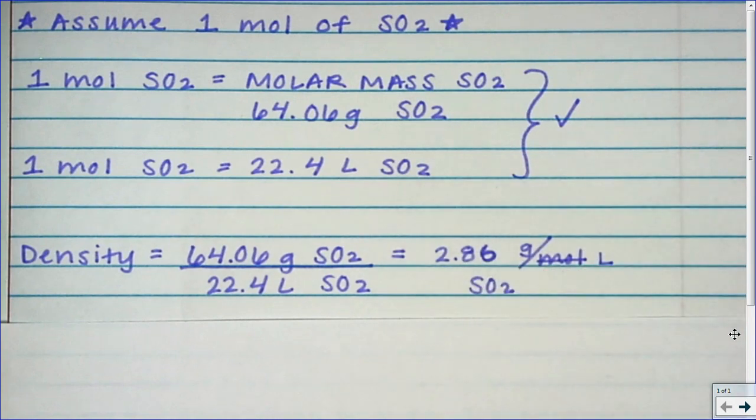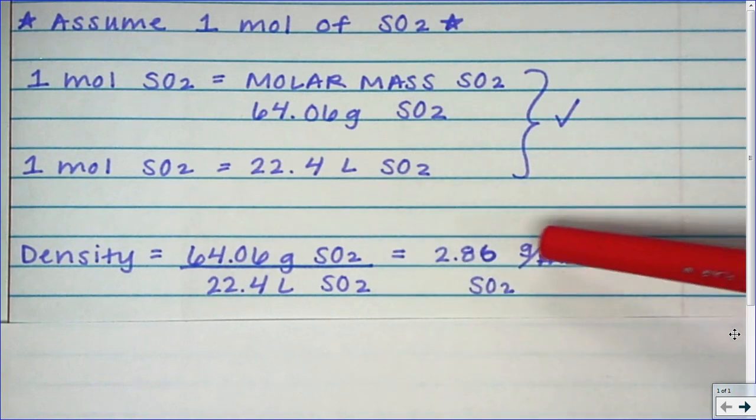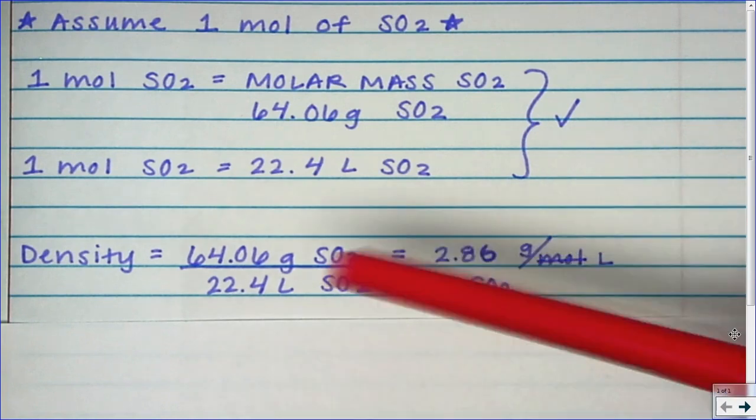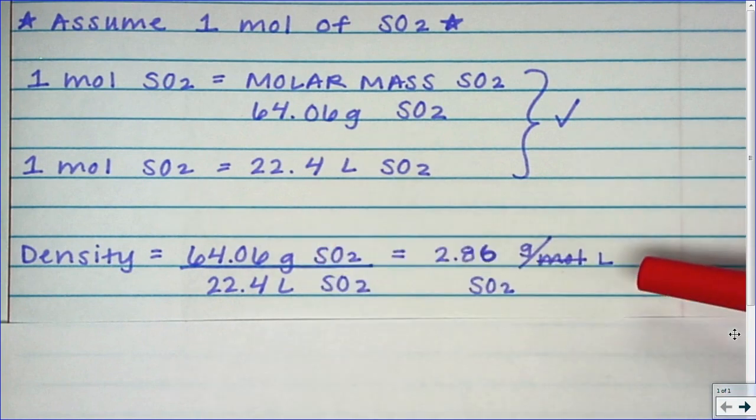And here I just want to point out that I had a little whoops. This should be grams over liters, since you have grams over liters when you plug in over here. So you have 2.86. The 6 comes from a rounding, so make sure you're rounding correctly. Grams per liter of SO2.